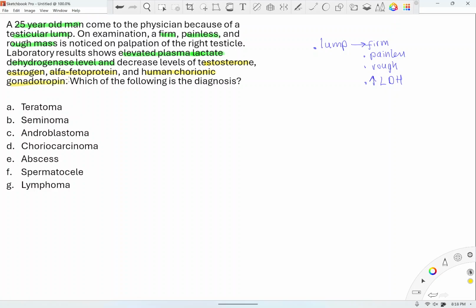So what is your diagnosis? This should be a straightforward testicular cancer question. That's what it is. Teratoma, what do we know about teratoma? Teratoma is made of three germ layers, all three germ layers.